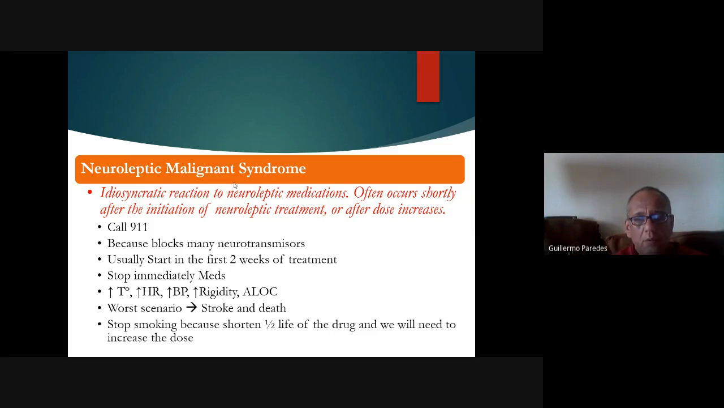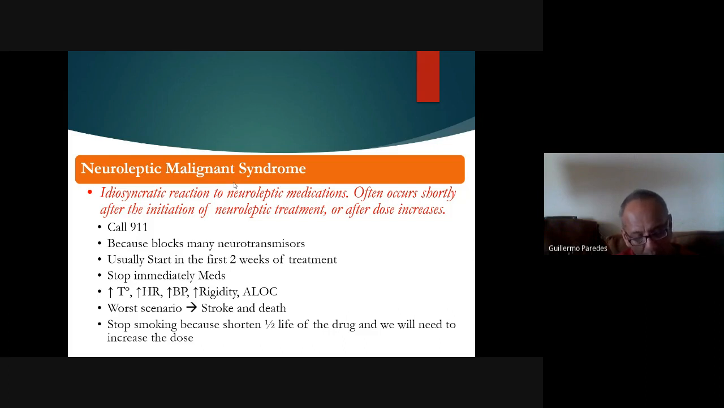All right, so neuroleptic, the consequence of blocking neurotransmitters is going to produce a big imbalance. The worst scenario of how this patient can die is because of a stroke and death. Why? Because of the high blood pressure. If they have a pre-existing condition like hypertension or atherosclerosis, a clot can detach and produce a stroke, and death. So this patient needs to stop smoking. To prevent neuroleptic malignant syndrome, stop smoking, because smoking shortens the half-life of the drug, and we would need to increase the dose. That is one of the causes of this problem.